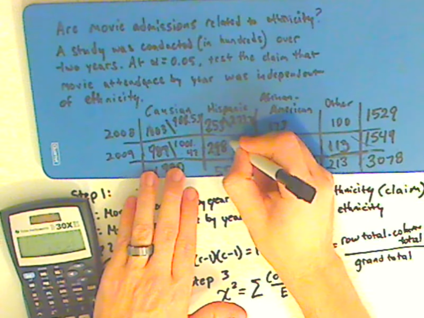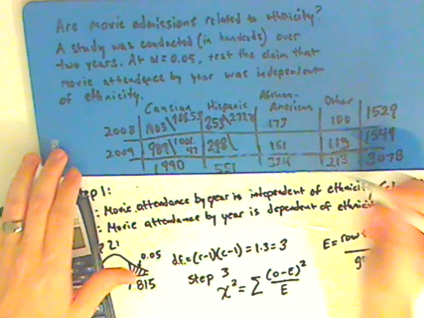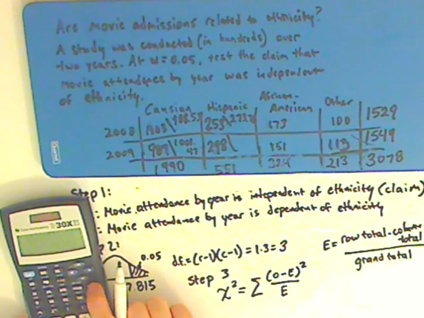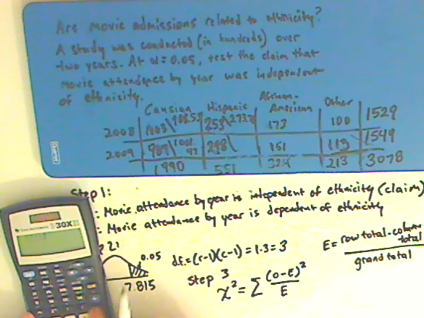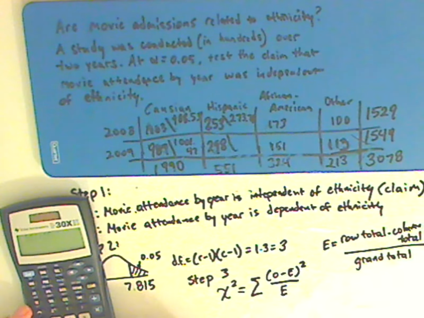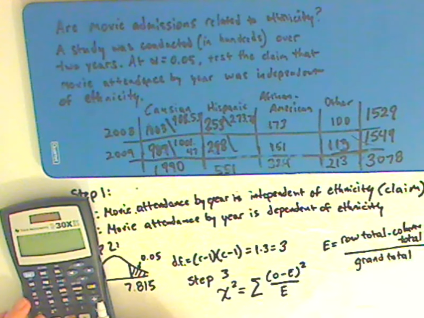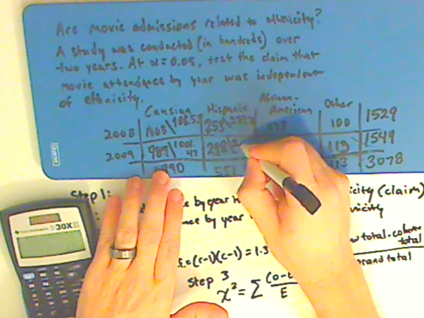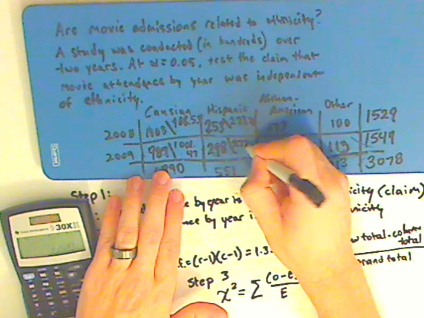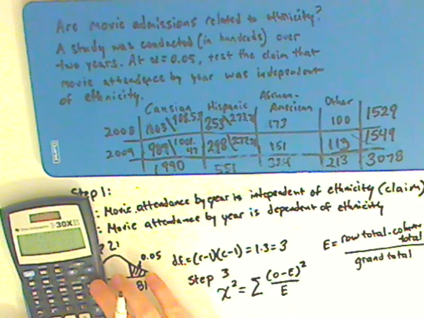298, I'm going to budge that a little bit. So clear. 551 times 1,549 divided by the grand total, 3,078, gives me 277.29.